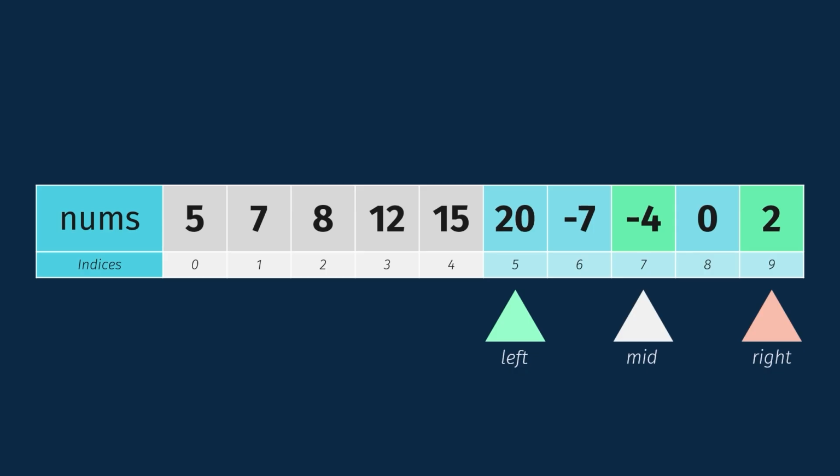So we shrink our search space by moving the right pointer to mid. Notice we don't do mid minus 1, because the mid itself is a potential candidate for the minimum. Our search space is now from index 5 to 7.